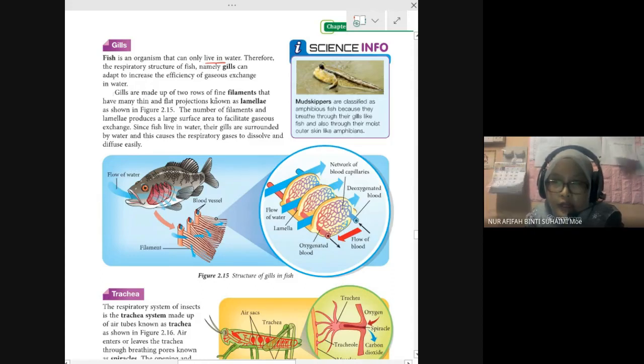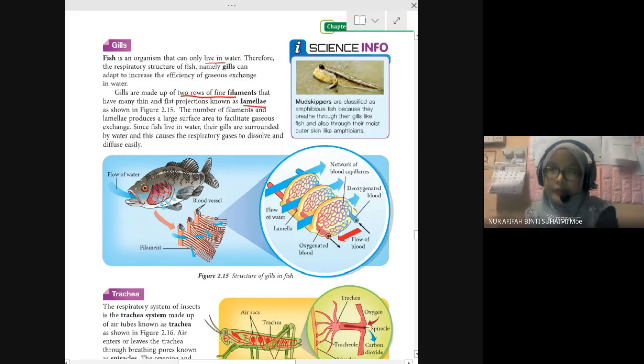It has two rows of fine filaments. You can see in the above diagram, figure 2.15. Two rows of filaments. This tiny and long structure is filament. Got two rows for each blood capillary. These filaments have many thin and flat projections that we call lamellae.